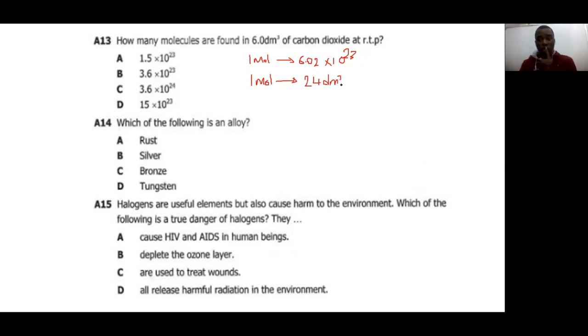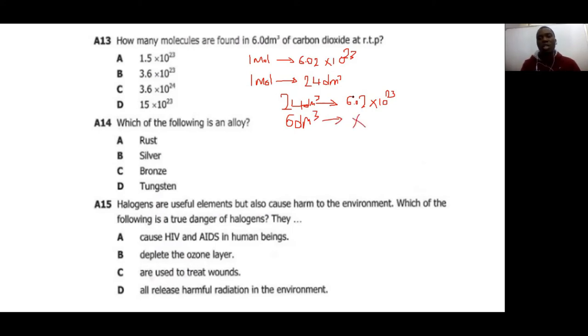So we know that one mole is equal to 24 decimeter cubed. Then also the same one mole is equal to 6.02 times 10 to the power 23. So what we can easily do here is say, here we have our 24, we equate it directly to the Avogadro's constant, which is 6.02 times 10 to the power 23. Then we ask ourselves, how about 6 decimeter cubed, which is a volume, will be equal to what? Even this 6.0 is in decimeter cubed, which will be equal to X.